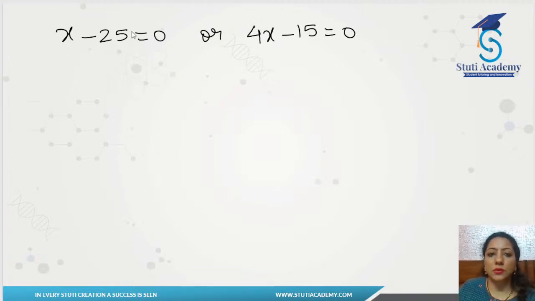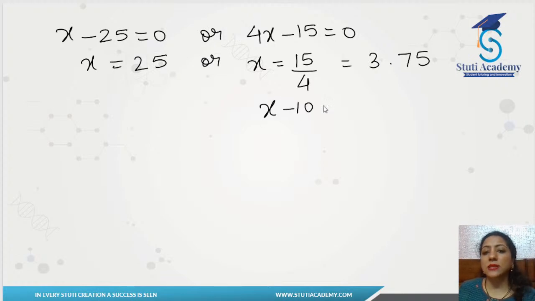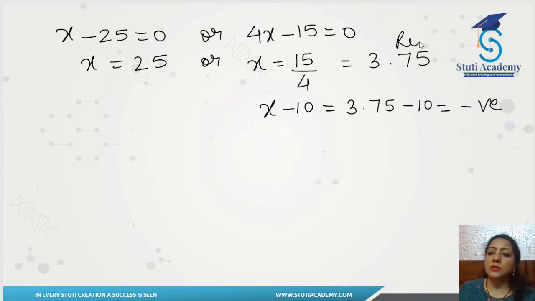Or 4x minus 15 equal to 0. So we can say either x is 25 or x is 15 upon 4. We can write this 15 upon 4 as 3.75. Now if we take this x as 3.75, then this is the time taken by the smaller tap. So the time taken by the larger tap is 10 hours less. So x minus 10 here would be 3.75 minus 10. This will come out to be a negative number. That's not possible. We cannot have time in negative. So we are going to reject this.